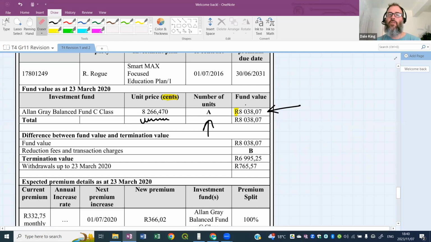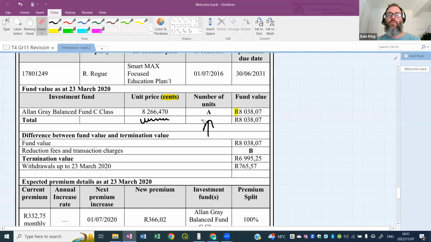So we've got a fund value here, which is determined by the unit price per unit of this fund, and the number of units that we have. So we need to divide. Okay, but can you see what I've highlighted there? The cents and the rand. So we can't actually divide these yet until we make the units the same.